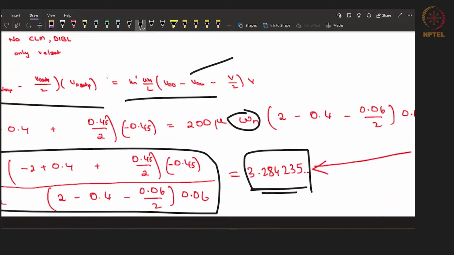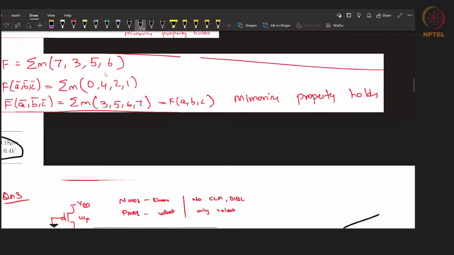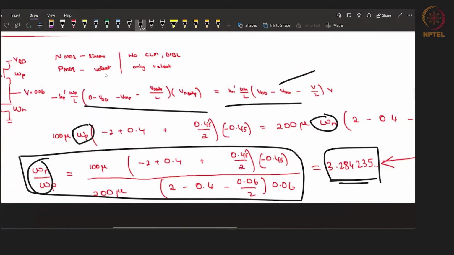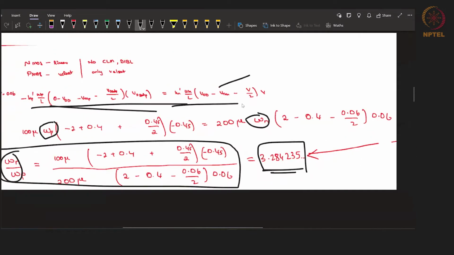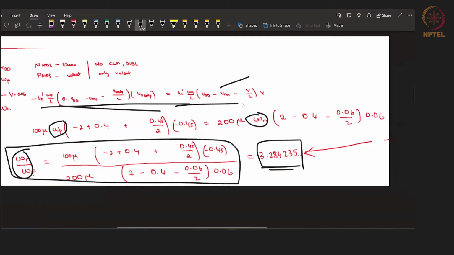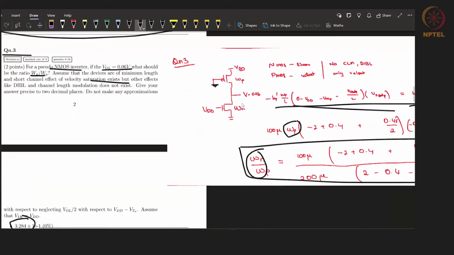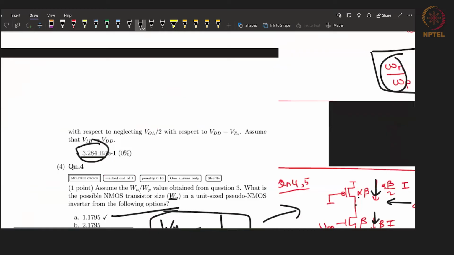So I'll just give you a minute to look at the working. So you equate the terms, and this is how you get it. So 3.284 is the answer we're looking for, right?